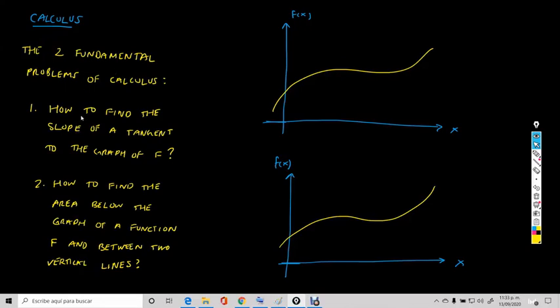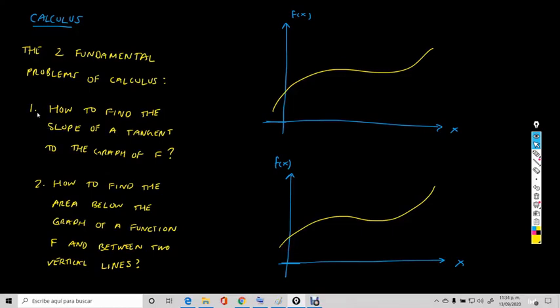Back in the 16th, 17th century, more or less, there were many mathematicians that were trying to find the solution to these types of problems, and these were the two main problems that they were trying to solve and that gave birth to this area of mathematics known as calculus.